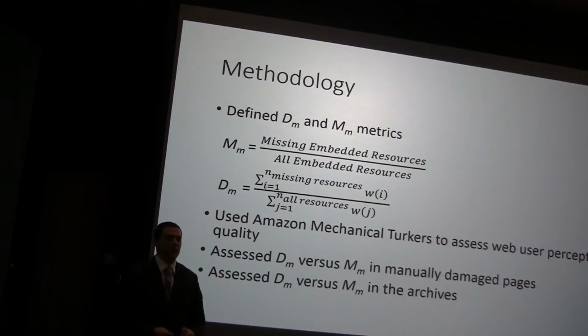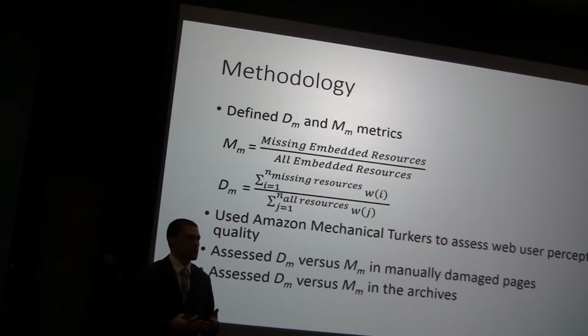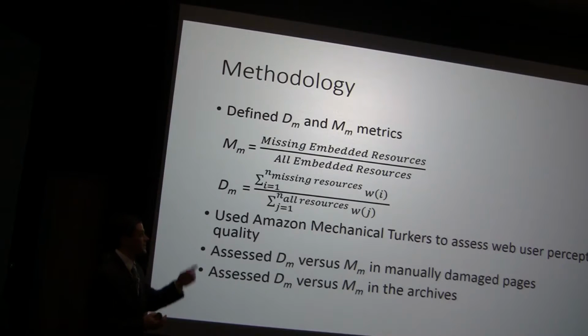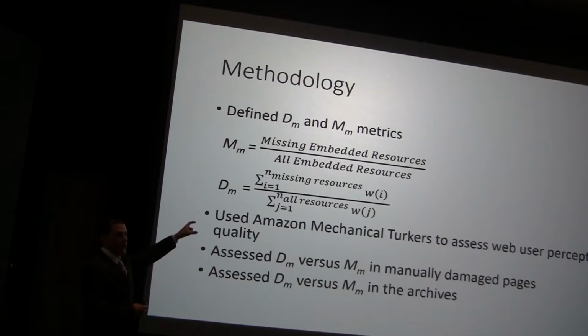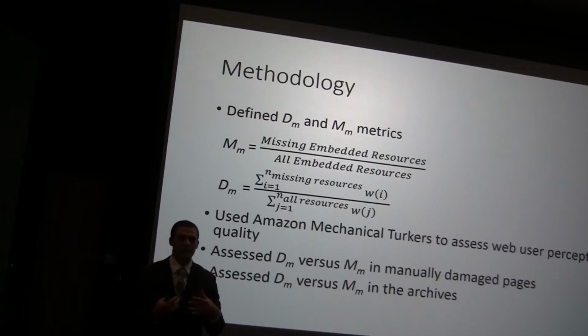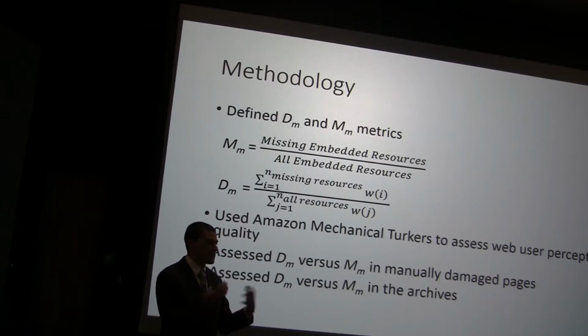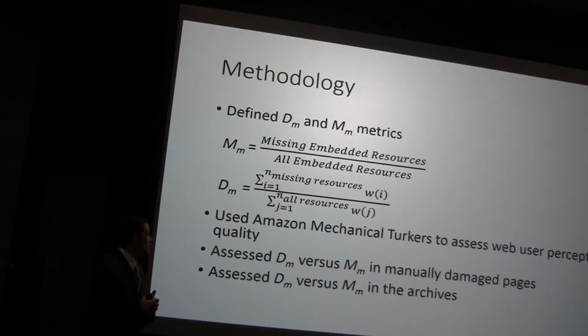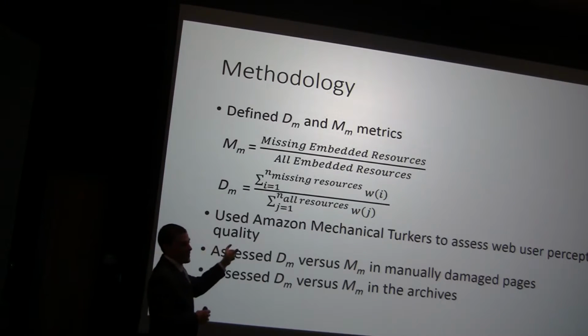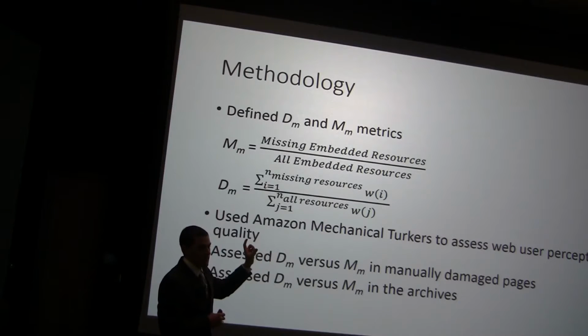So again, all of this goes into our damage metric, which we call D sub n, and we call the naive metric of the percent of missing embedded resources M sub n. And D sub n is really, when you think about it, a weighted version of M sub n. And to assess the closeness of our metric to user-perceived quality of mementos, we performed an Amazon Mechanical Turk experiment in which the Turkers represented the web users.